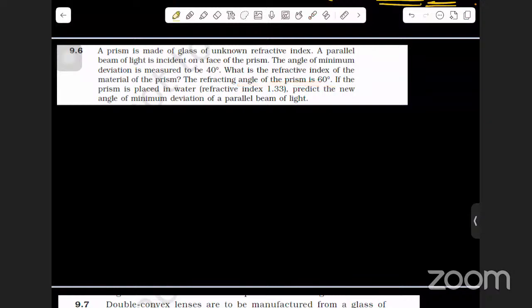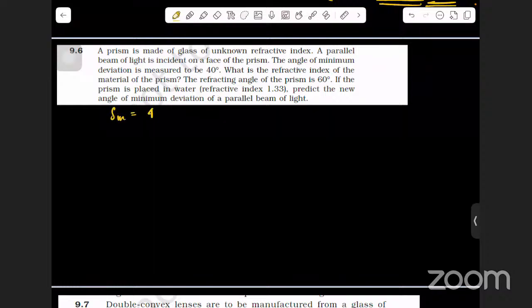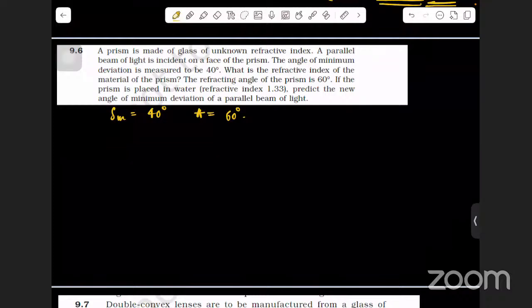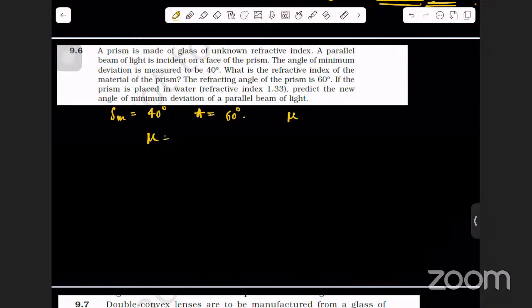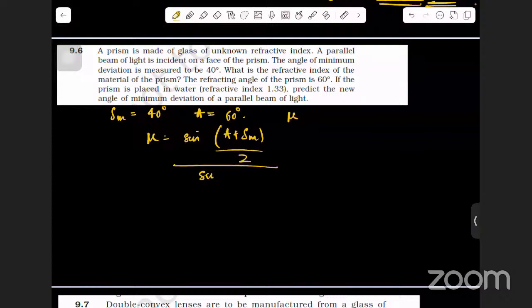So let's write first of all what all has been given to us. The angle of minimum deviation is given as 40 degrees. All right. Angle of the prism is given as 60 degrees. And we need to find the refractive index, right? So let's say it's mu, right? Okay. So we very well know the relation, right? Mu is sine of (A plus angle of minimum deviation) by 2, upon sine A by 2, right?